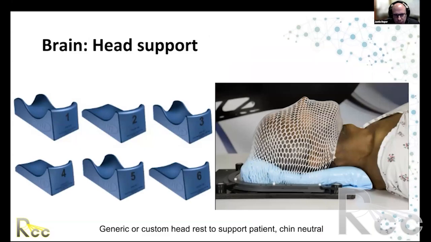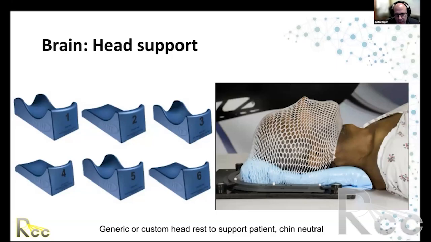Okay, so for the brain, where do we start? It really starts with head support. And we can achieve head support either with a generic commercial solution that could be used for multiple patients. So for example, these head supports shown on the left side have different curvatures that can better match the shape of the back of the head and the neck for an individual patient.